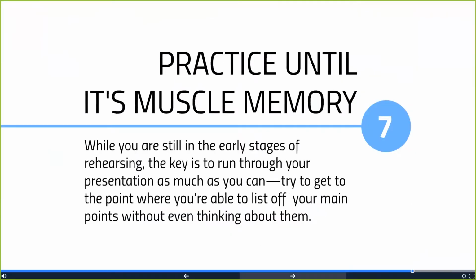Practice until it's muscle memory. While you're still in the early stages of rehearsing, the key is to run through your presentation as much as you can. Try to get to the point where you're able to list off your main points without even thinking about them. So important, so helpful.